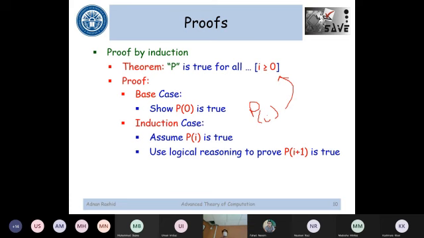of i greater than or equal to 0. And if you can prove both of these, the base case and the induction case, you can say this P is true for every i greater than or equal to 0.